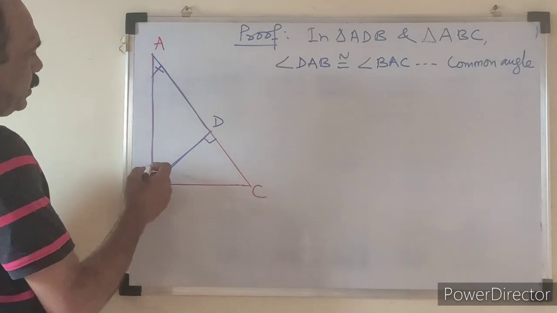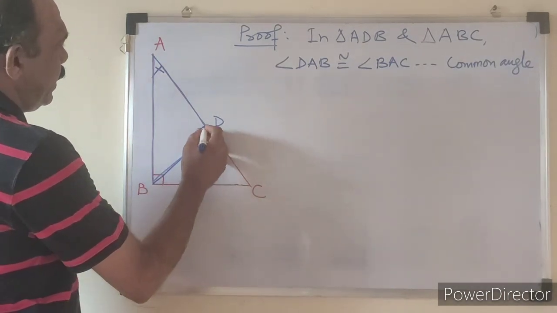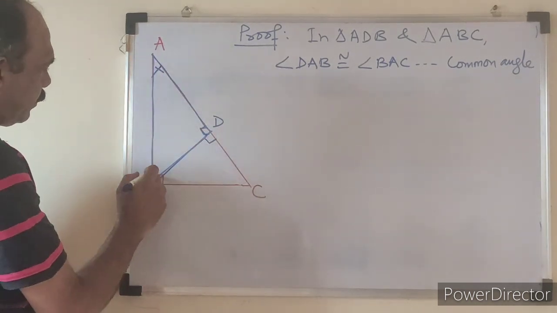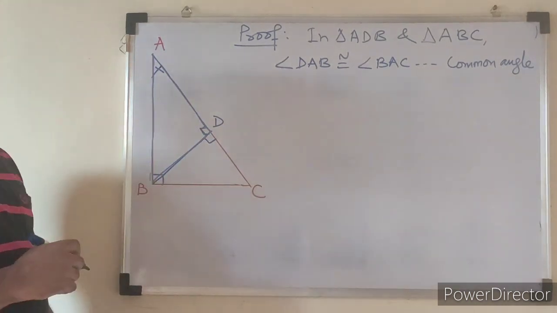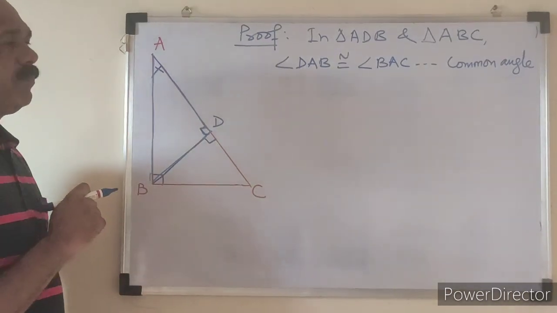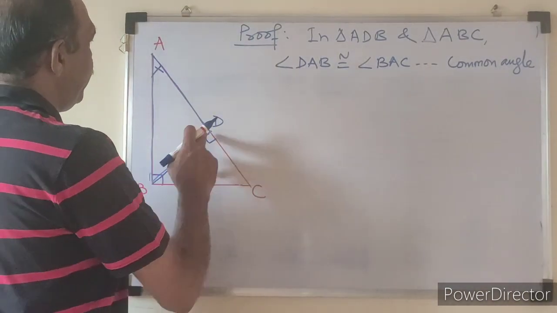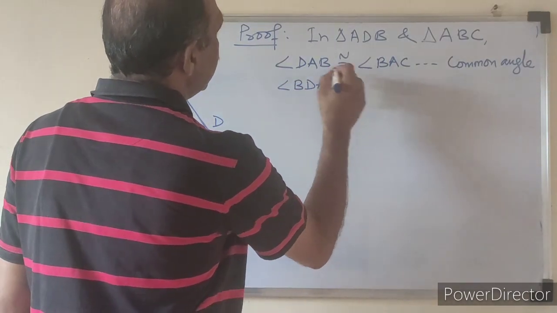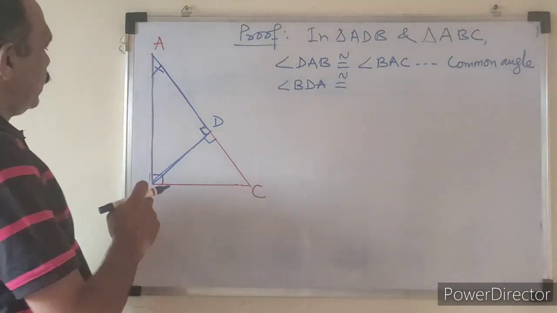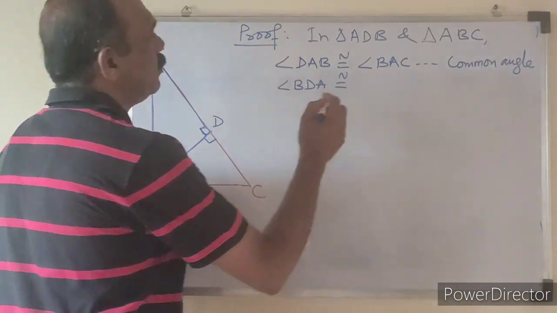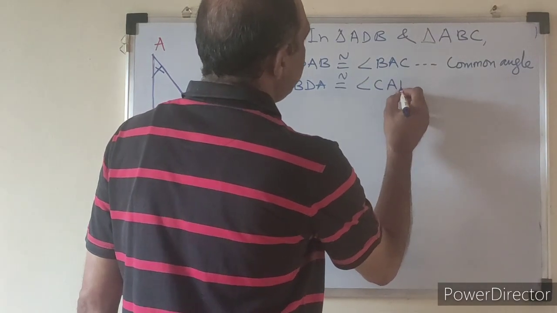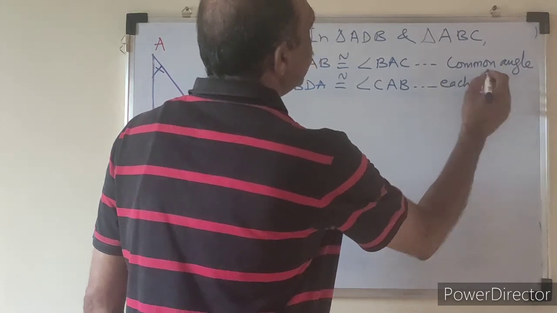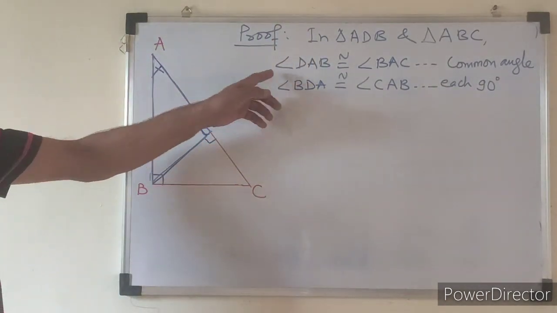Then see here, this angle is 90 degrees, BD is perpendicular to AC, and this angle ABC is also 90 degrees. So therefore these two angles are congruent. So we will write here angle BDA congruent to angle CAB. Each angle 90 degrees. So these two pairs are congruent.